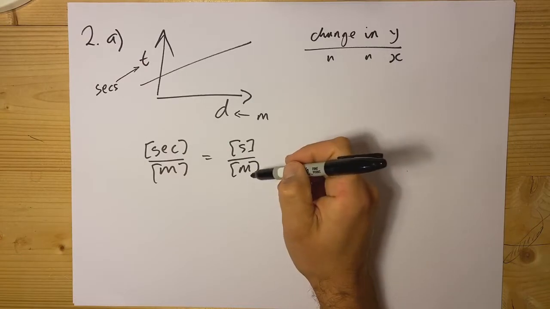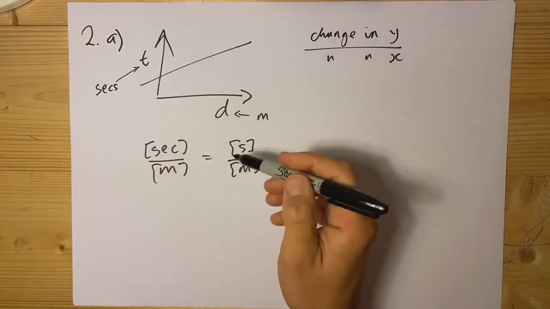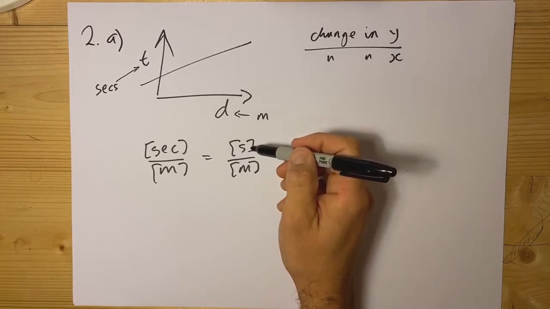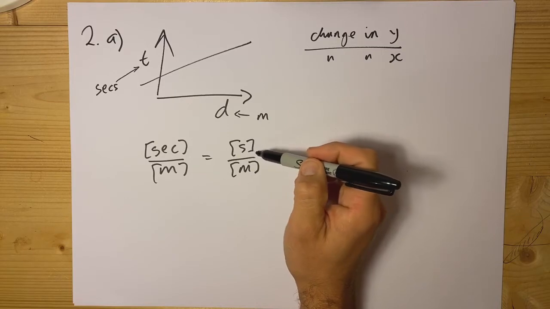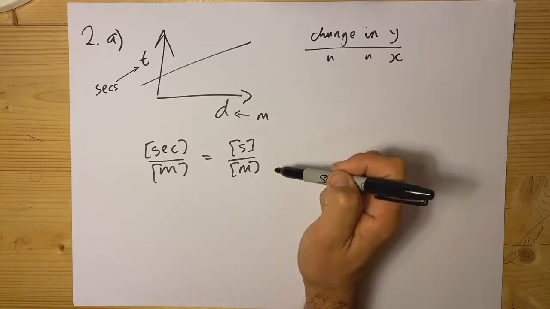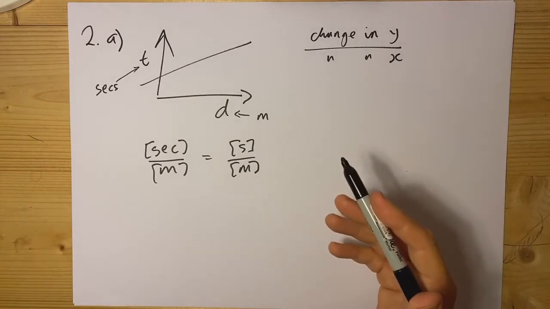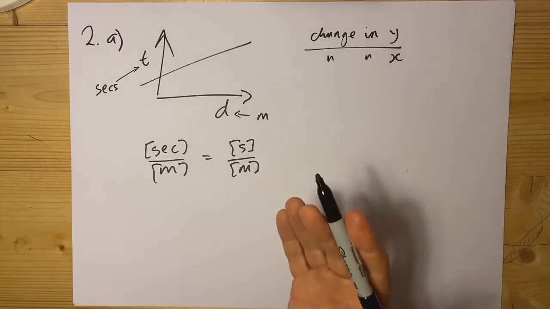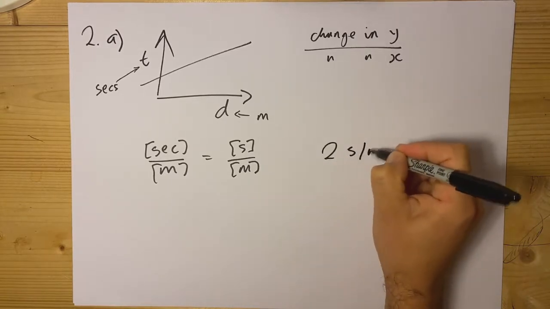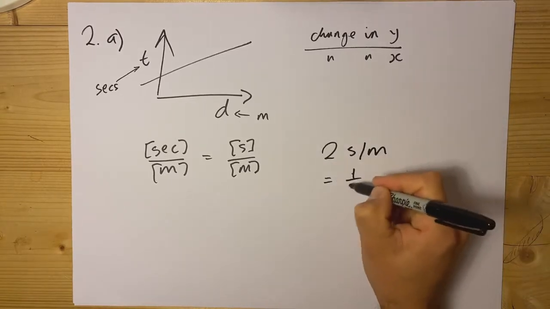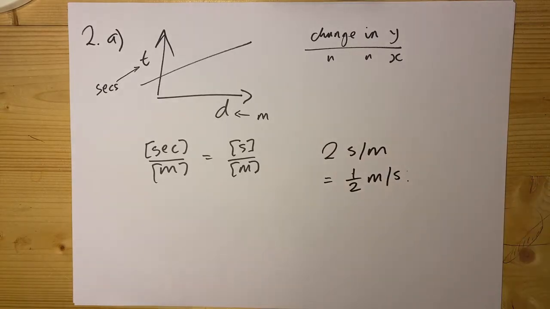But seconds per meter is maybe a bit unusual, but we can think about what that actually means, and that's the amount of time it would take to go a specified distance. So if the gradient of this line was 2 seconds per meter, that would tell you to go across 1 meter, it would take you 2 seconds. Okay, or you could think the other way of doing that is to flip that the other way up. So let's say 2 seconds per meter is the same as half a meter per second, which makes sense, right?